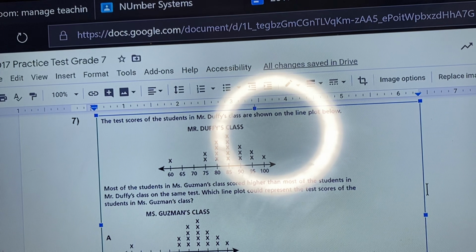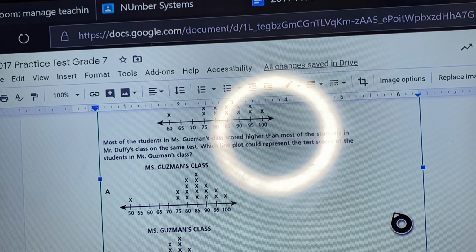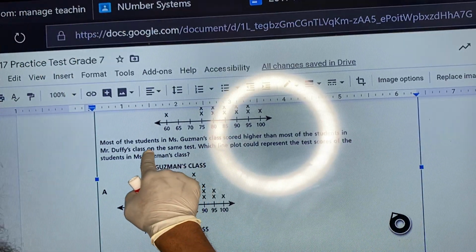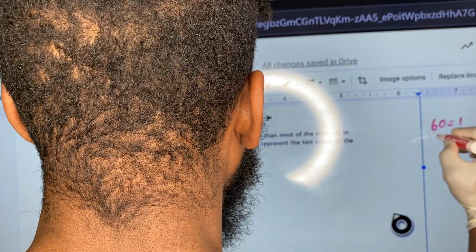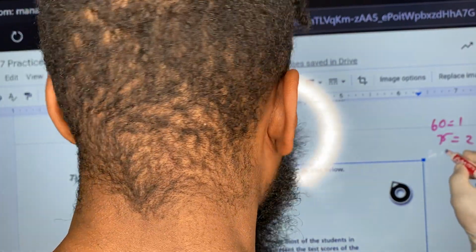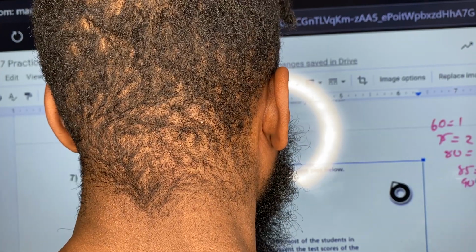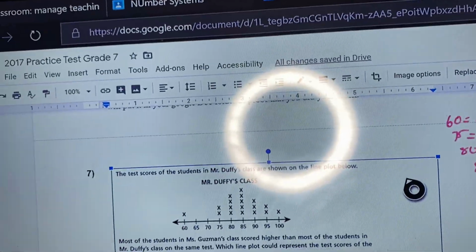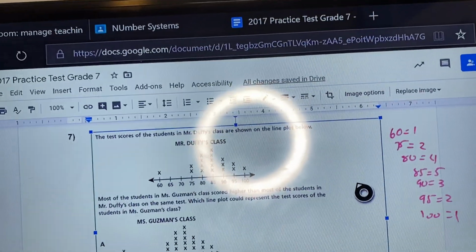So here, if you guys can see this, we're focused on A. So I'll write this down here for Ms. Guzman. Duffy's class: 1 student got a 60, 2 students got 75, 4 students, 80, 5 students, 85, 3 students, 90, 2 students, 95, 1 student, 100. All right, so that's my data that I'm writing down. You guys can see that. Okay?